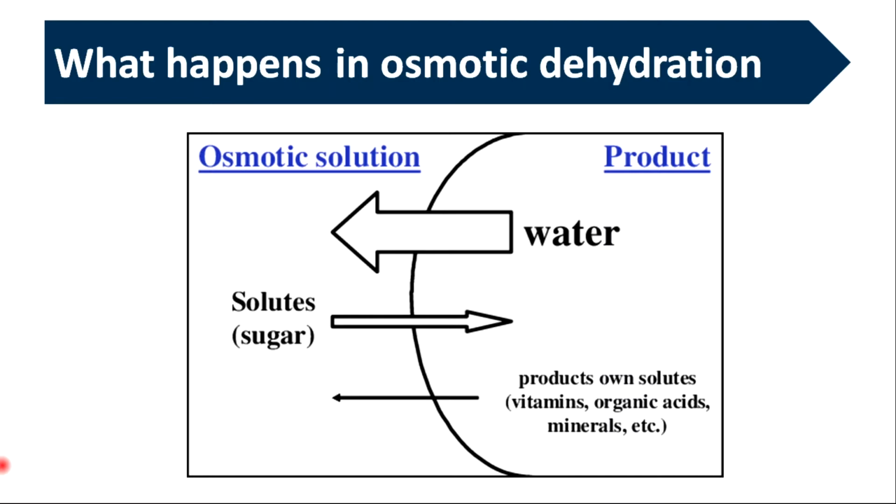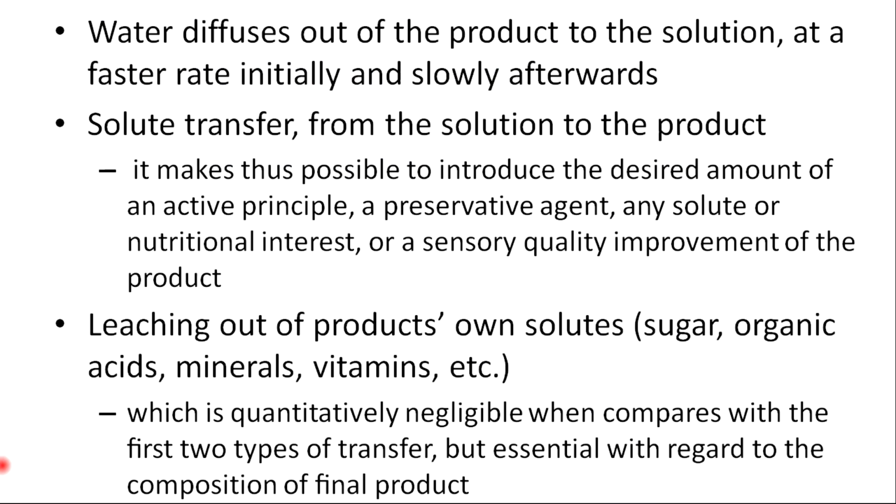When the raw material is placed in a concentrated solution of soluble solids with higher osmotic pressure and lower water activity, three types of counter mass transfer phenomena happen in the osmotic dehydration process. First one is water diffuses out of the product to the solution at a faster rate initially and slowly afterwards.